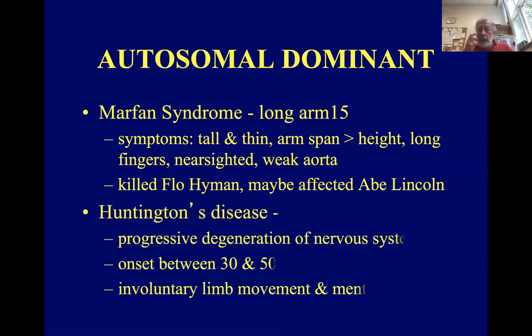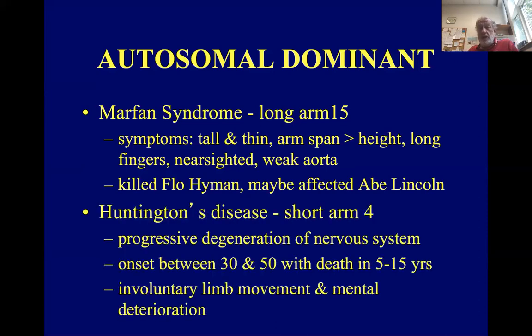Another disease that's much worse, though, is Huntington's disease. It's found in the short arm of chromosome 4, and it's a progressive degeneration of the nervous system. The worst thing about it is that it doesn't become expressed until late in life, usually after 30 years of age, when most people have already had kids and passed on the gene. And they usually die 5 to 15 years after the disease starts to make itself known. It's a degeneration of the nervous system where people have lots of involuntary shaking movements. Also, there's mental deterioration as well.